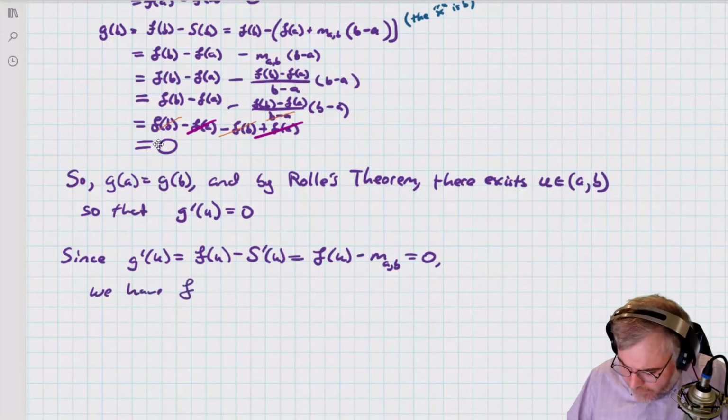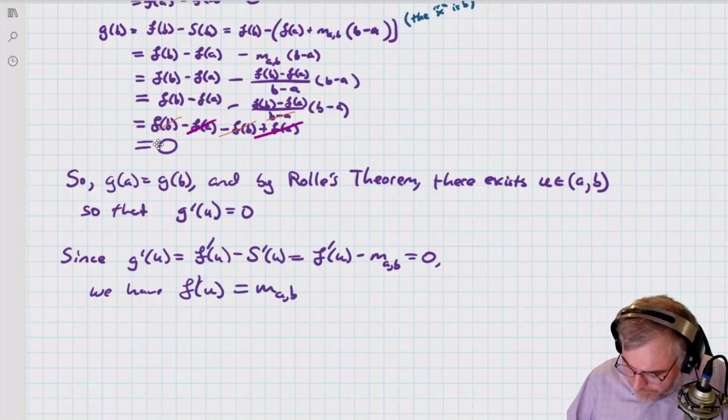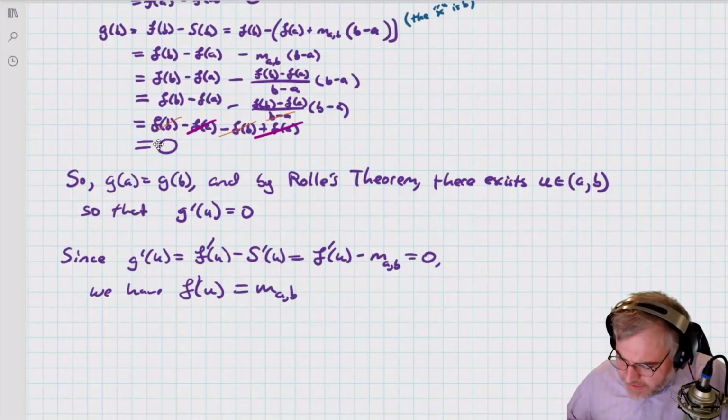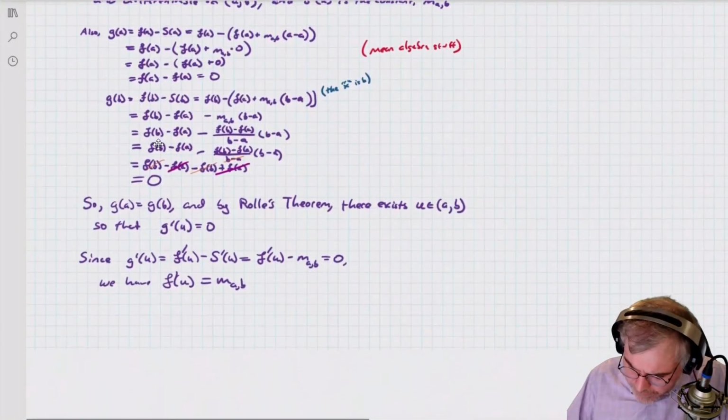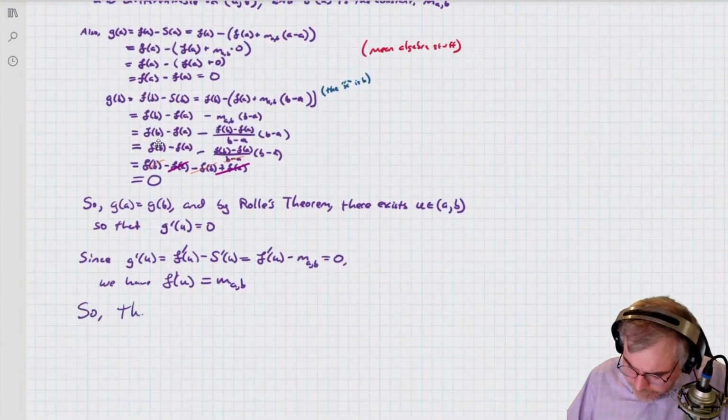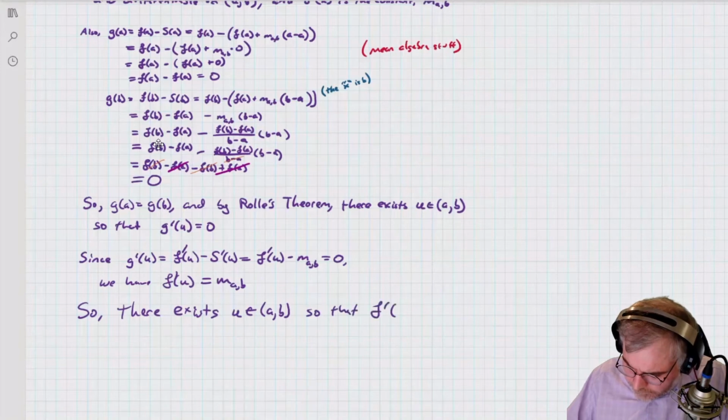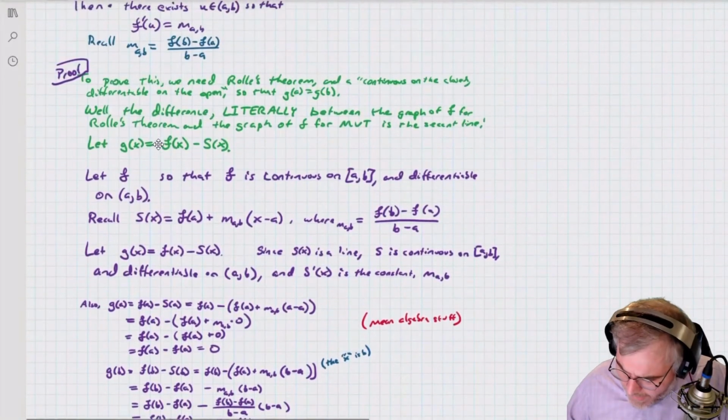We have f prime of u equals m_ab. Okay, so that's the whole proof. And the way it worked was this.